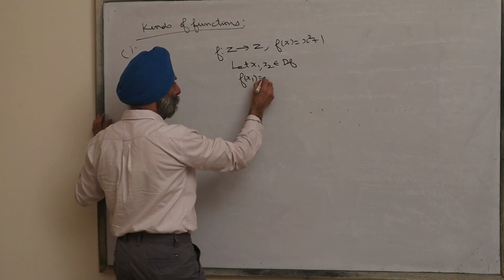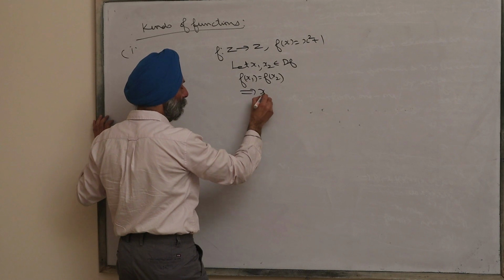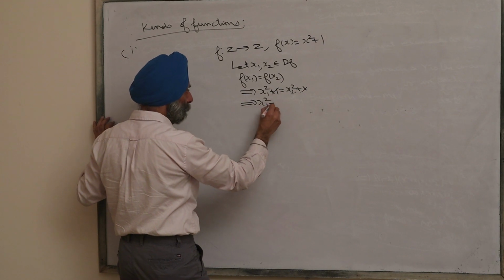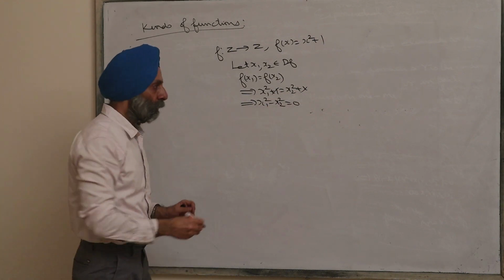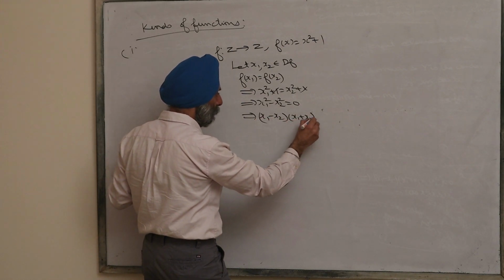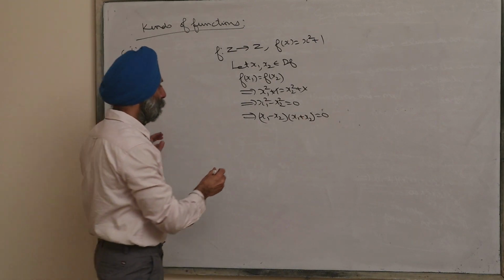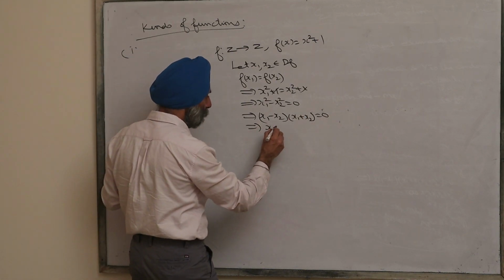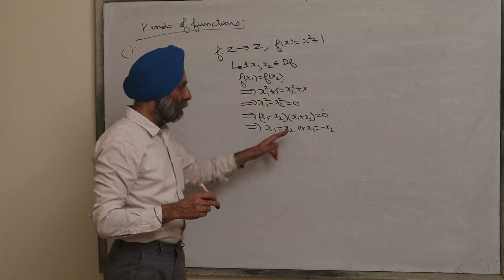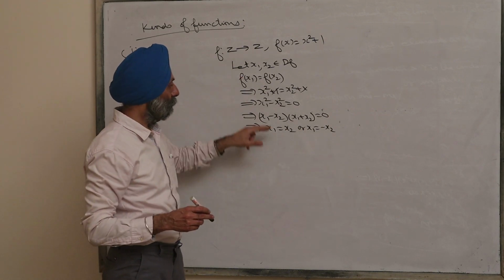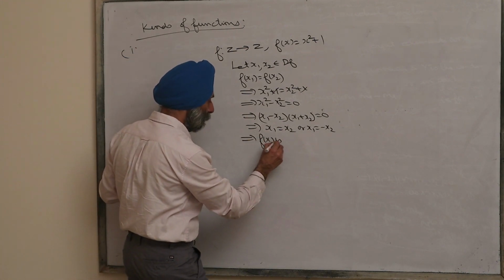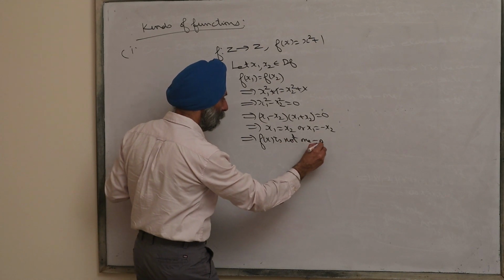Now f(x1) equals f(x2) implies that x1 square plus 1 equals x2 square plus 1. So this implies x1 square minus x2 square equals 0. So this implies that (x1 minus x2) into (x1 plus x2) equals 0. You can see that there are two options, x1 equals x2 or x1 equals minus x2. Since there are two options, this function is not one-one. So this implies that f(x) is not one-one here.